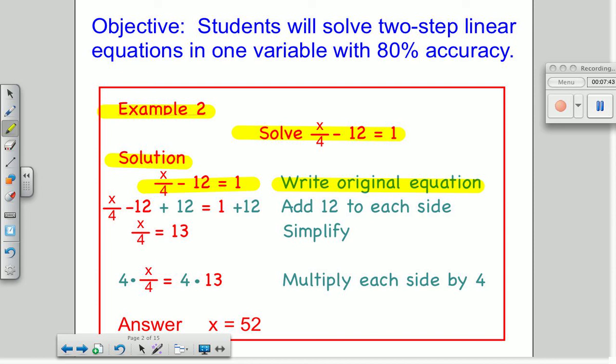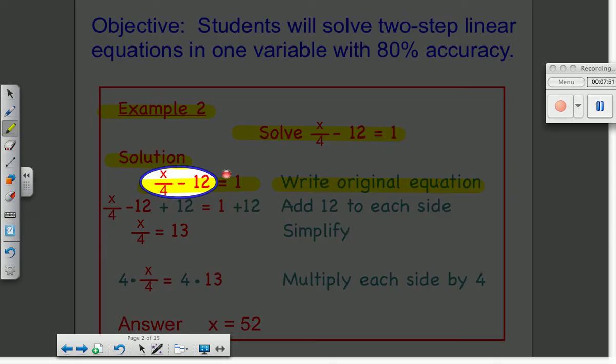What operations are being done to x? I'm going to focus on, again, this side of the equation with the x. What's being done to x? X is being divided by 4, and we're also subtracting 12. So what's the inverse of division? Multiplication. What's the inverse of subtraction? Addition. So we're going to use addition and multiplication, the opposites, to solve this problem.